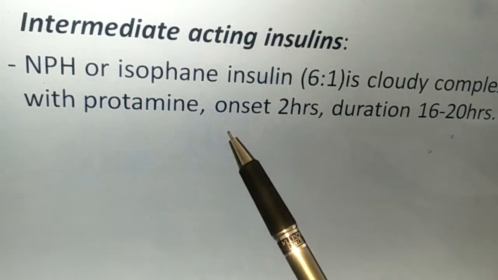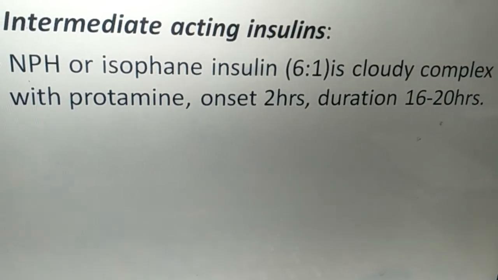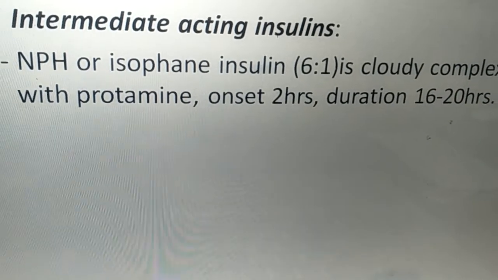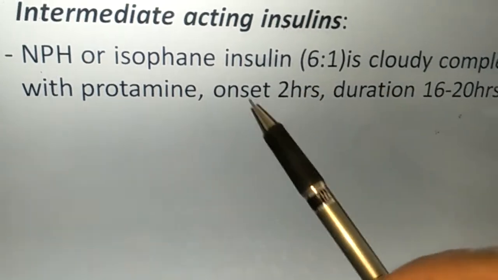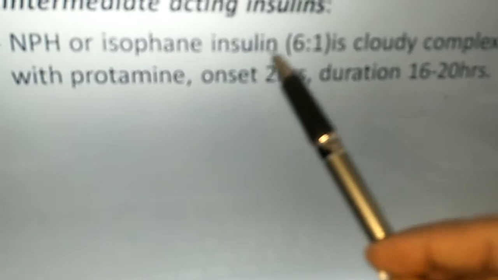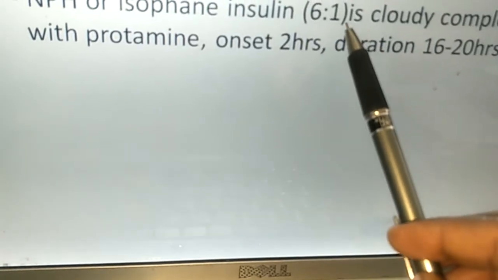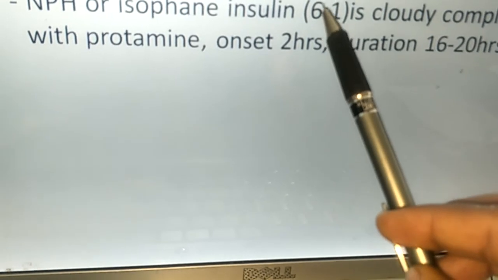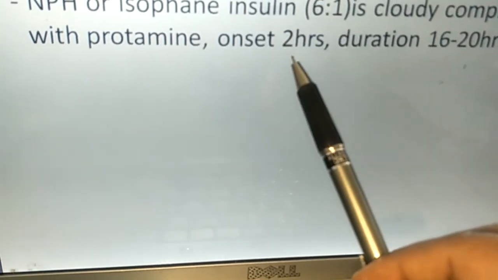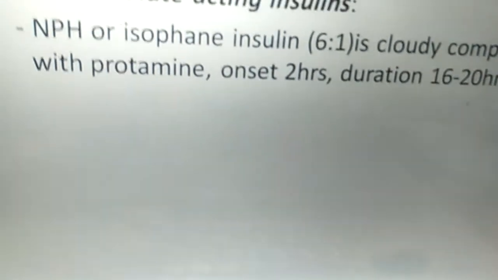It is intermediate acting. Now see, for ultra short acting onset was 15 to 30 minutes. For short acting it was 60 minutes. Here onset of action is 2 hours, because after injection it will take some time for this protamine to be proteolyzed, to be broken down, and then insulin will be free and then it will be absorbed. So onset is delayed 2 hours and duration of action is 16 to 20 hours.